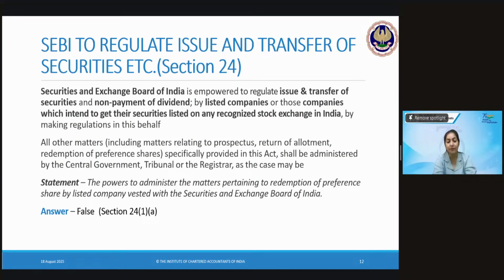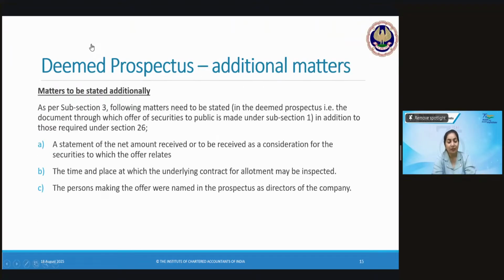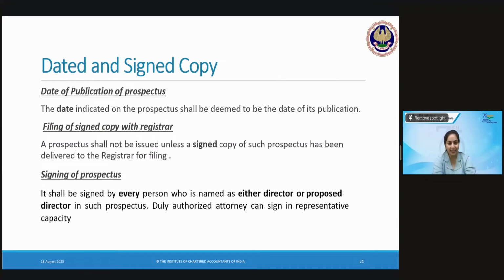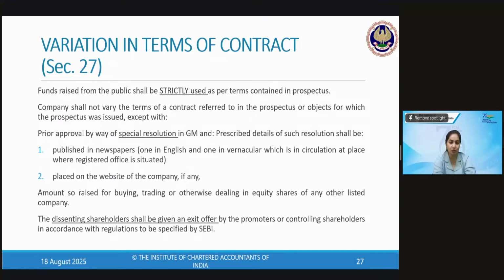Any doubts in section 23, 24, 25? I hope everything was clear. Deemed prospectus. Very good. Section 25, we have revised also. We have also done a quick revision of section 26. So if you have any doubts, you can ask. Otherwise, we'll be proceeding further in the sections.